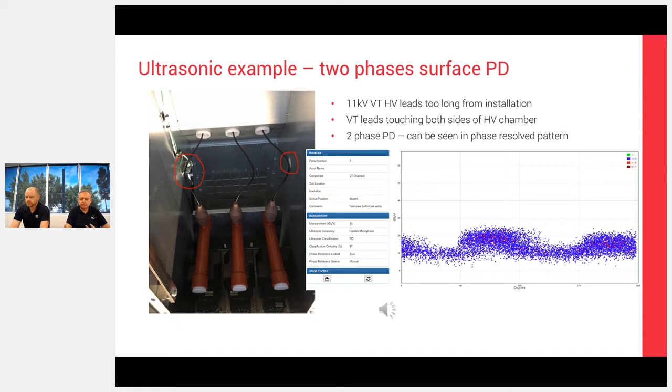what we've got here is the voltage, the HV leads off the VT are too long. So what we're getting is them looping around towards the earth on the red and the blue phases here. So we can see we're getting discharge interference between the HV lead on the voltage transformer on two phases, hence the pattern that we're seeing in our phase resolved plot there. So that gives us an indication we've got two. We go in there, we see two, we fix it up. A relatively easy fix, and something that the quicker you do it, the easier the fix, and less time you're going to have to spend rectifying that, taking it off the system.